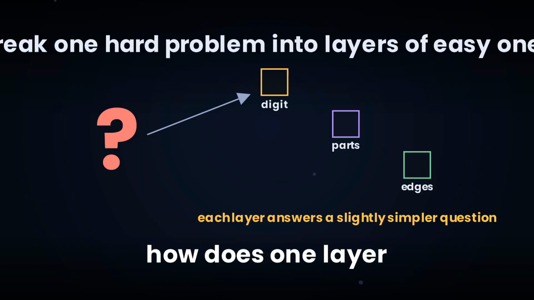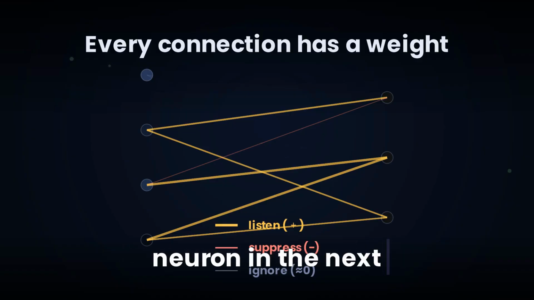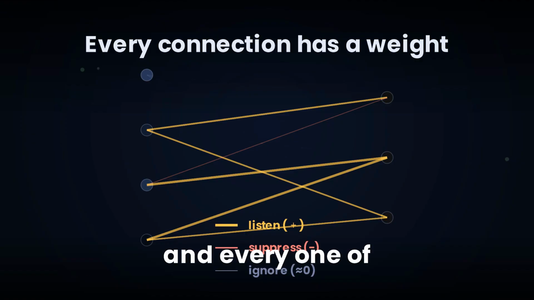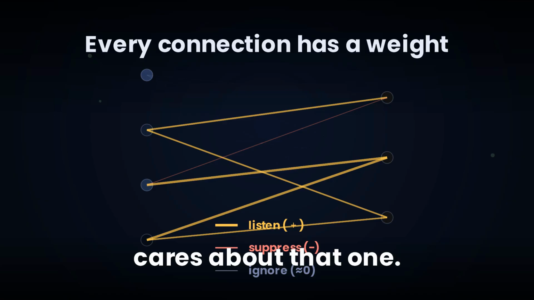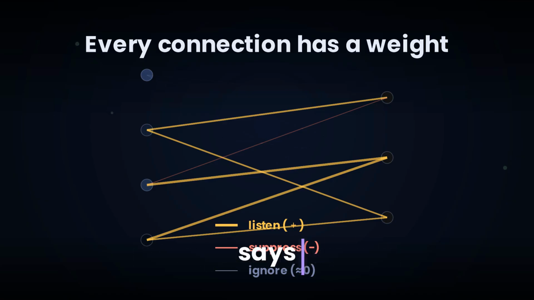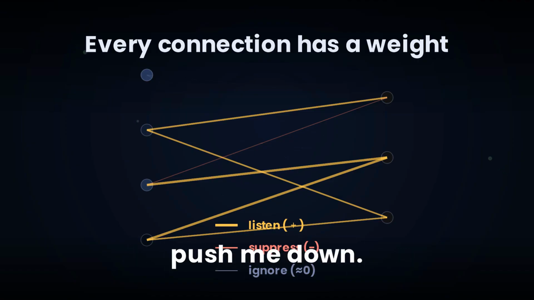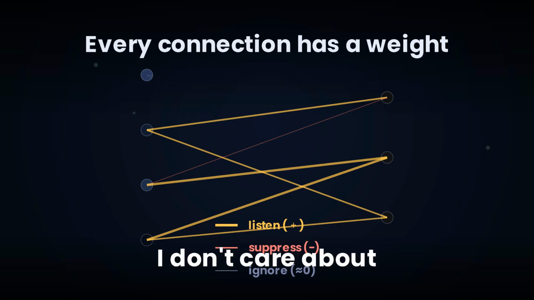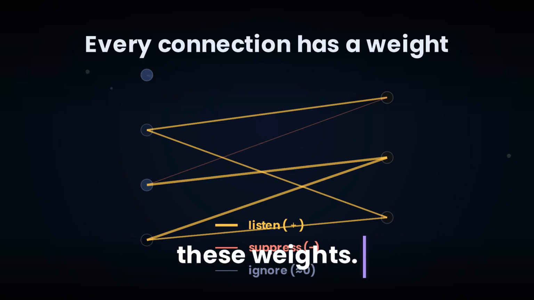Now, how does one layer actually talk to the next? Here is the machinery. Every neuron in one layer connects to every neuron in the next. And every one of those connections carries a number, a weight. A weight is just how much this neuron cares about that one. A big positive weight says, if you are lit up, I want to light up too. A negative weight says, if you are on, push me down. A weight near zero says, I don't care about you at all. The whole intelligence of the network lives in these weights.